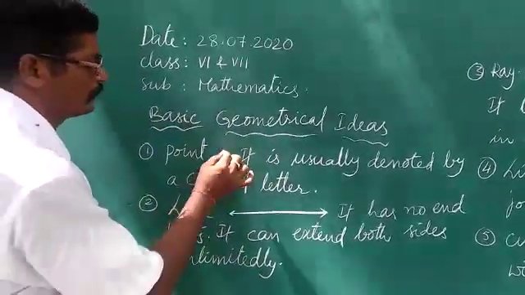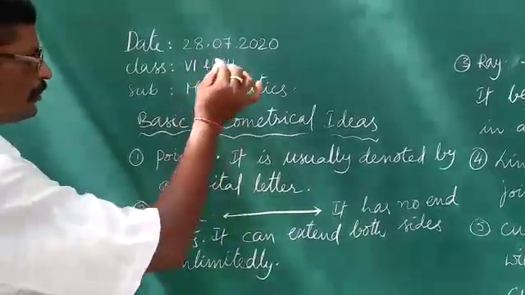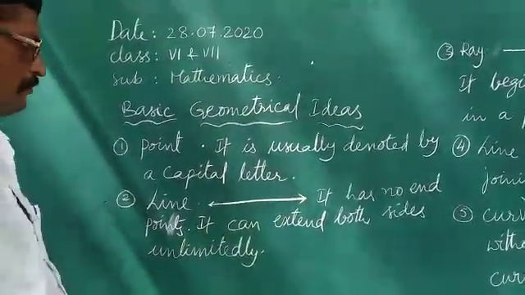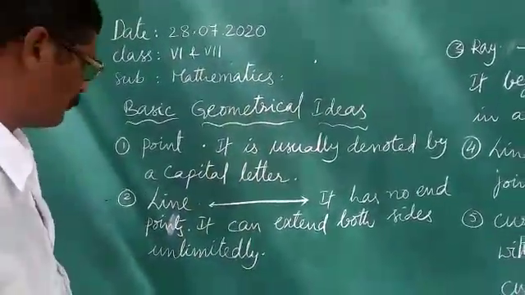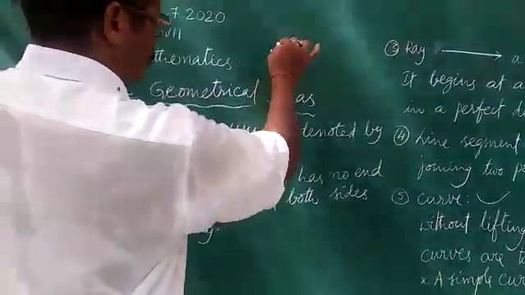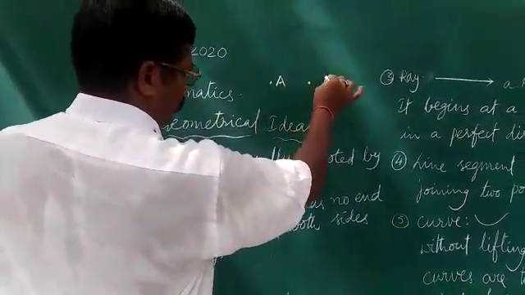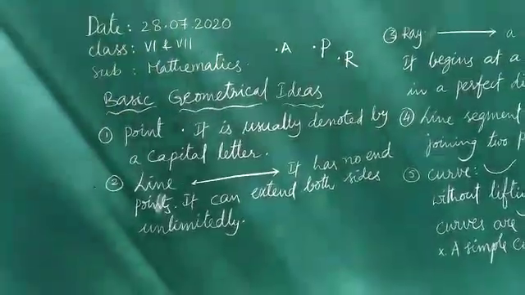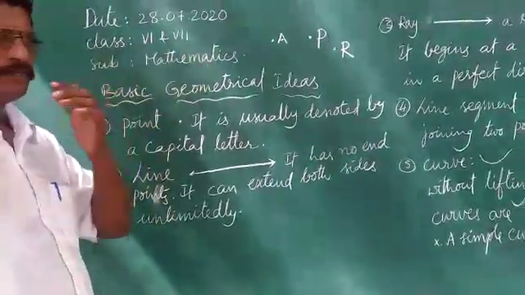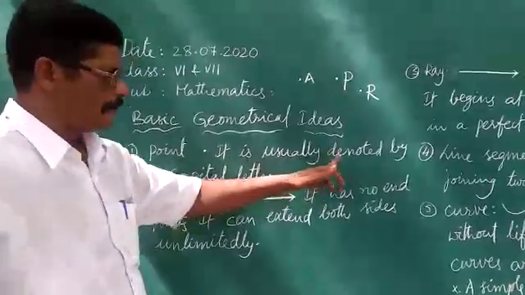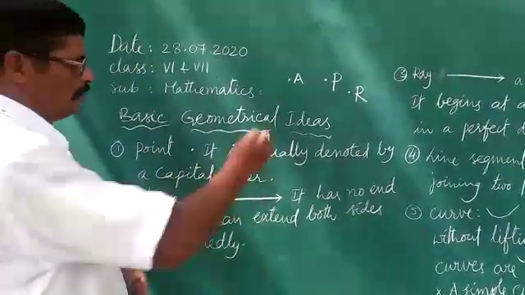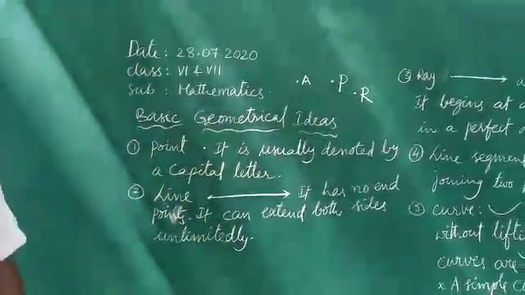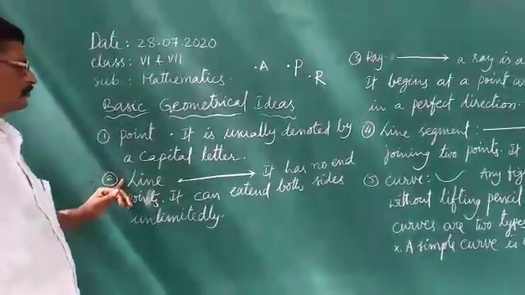This is the point. You put a dot with pencil or pen. That is called a point. It is usually denoted by a capital letter, like A, P, R, any capital letter. These are called points. Point, point, point.